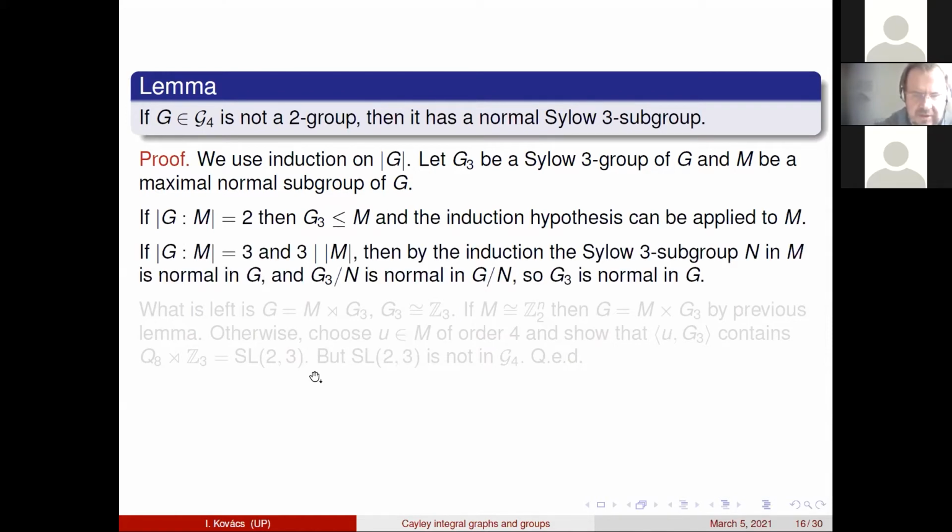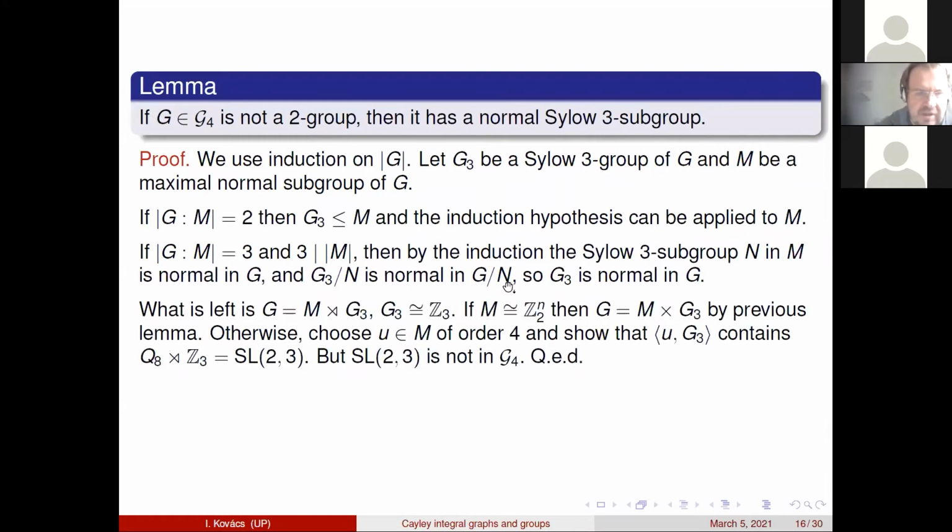If it's not, then you have 2 cases: either 3 divides M or not. If 3 divides M, you use induction again, and you use the property that the quotient is normal in G, and so it's normal in G. What is left is that this is index 3, but M is a 2 group.